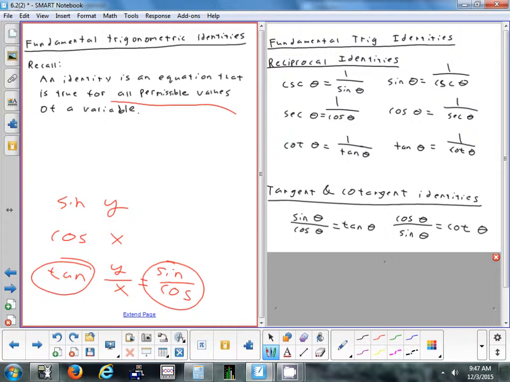Okay, and then the last one, cotangent, if you flip it, you get cosine over sine. So that's another way to write cotangent. Take cosine and divide by sine.